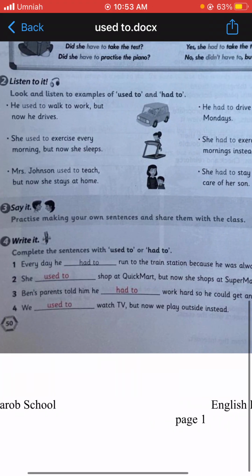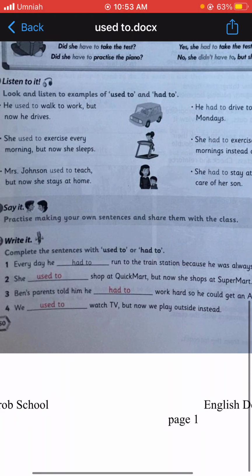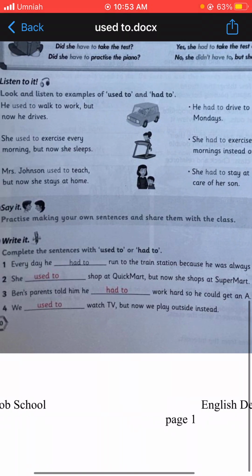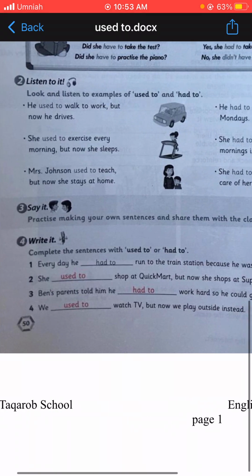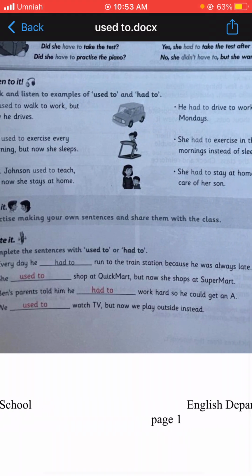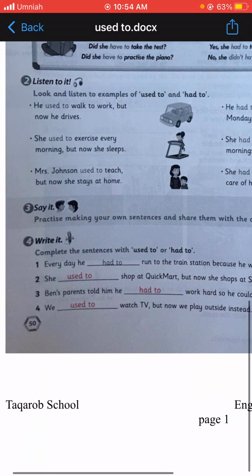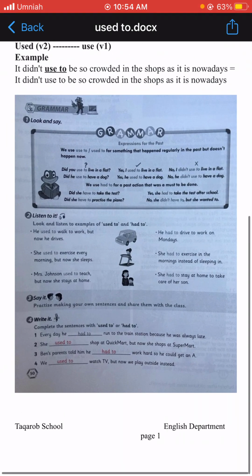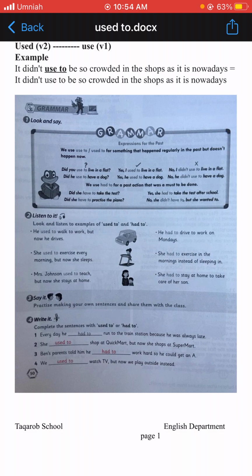Focus. The second one, she used to shop at Quick Market, but now she shops at supermarket. The third one, Penn's parents told him he had to work hard so he could get an A. The last one, we used to watch TV, but now we play outside instead. So this is what our reading lesson talk about. So if you have any question, just write down your questions.